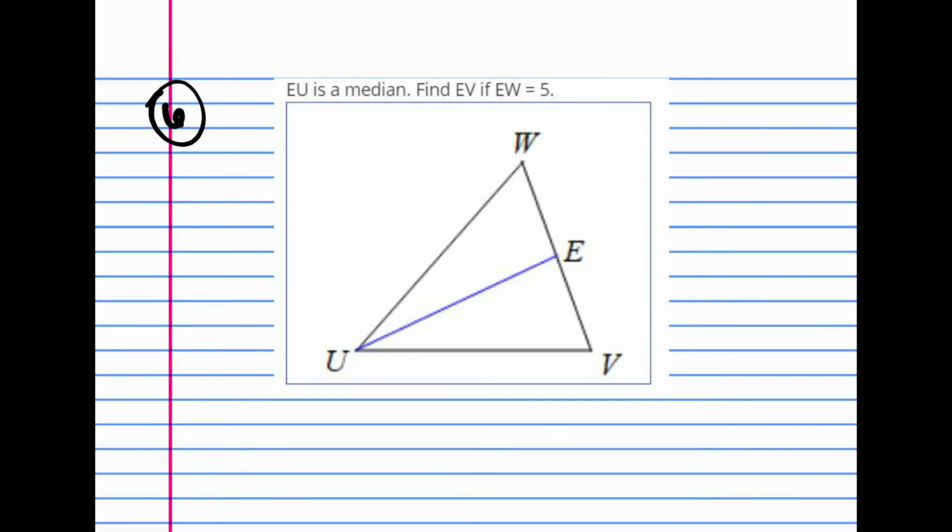And again, you have another median, so EU is a median, which means that this side is cut into 2 equal parts. I want you to find EV, which is just this little one, if EW, which is from here to here, is 5. So remember, they're 2 equal parts, so you set them equal to each other. If one of them's this, the other one's going to be that same thing. So since EW is 5, I know that EV is also 5.